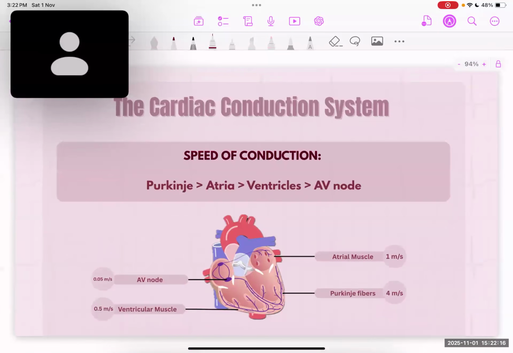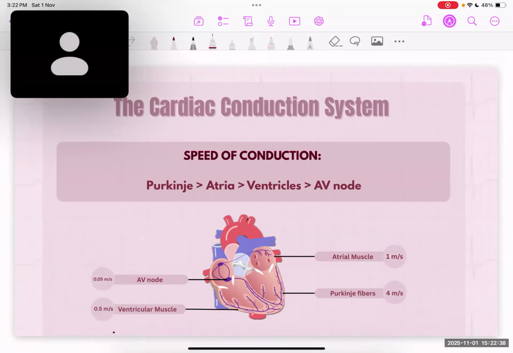Now, quickly, we're going to talk about the cardiac conduction system. We did mention that there's a pathway that the system follows. From the SA node to the atria and the AV node, this is different from the conduction system. This conduction system is about the speed of conduction. Where does it go the fastest and where is it slower? The fastest is the Purkinje, then the atria, then the ventricles, and the AV node.